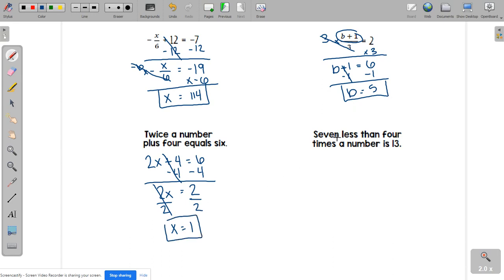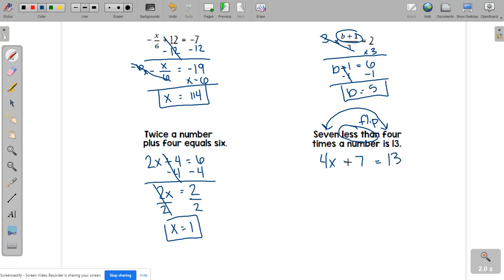The last problem, 7 less than 4 times a number is 13. We see the words less than. That's one of our flipping words. So we have to flip our 7 and whatever is over here. Less than is a subtraction problem. So 7 instead of being in the front, it's going to be in the back end. And then we have 4 times a number. So 4x out in front is equal to 13.